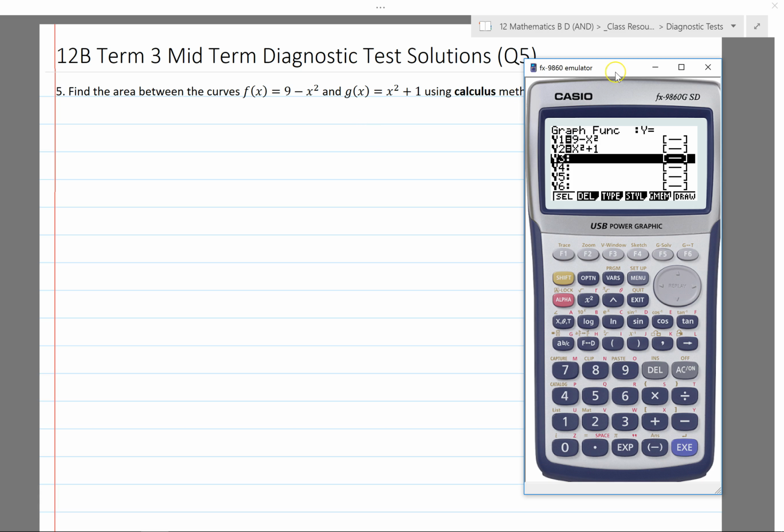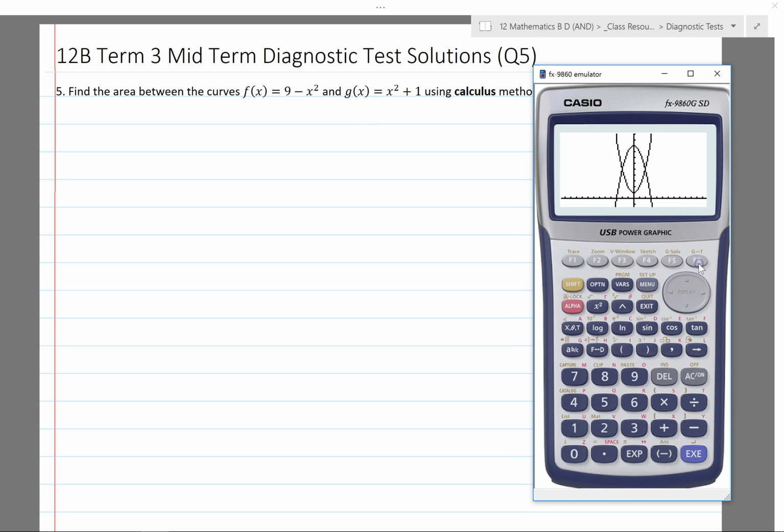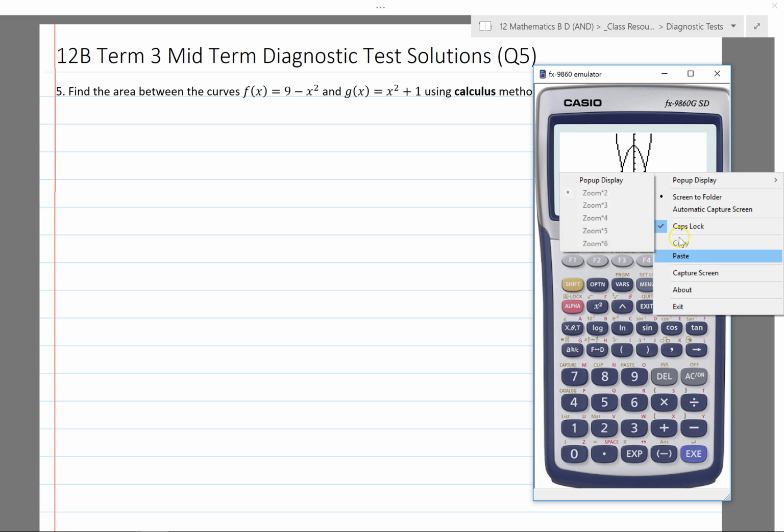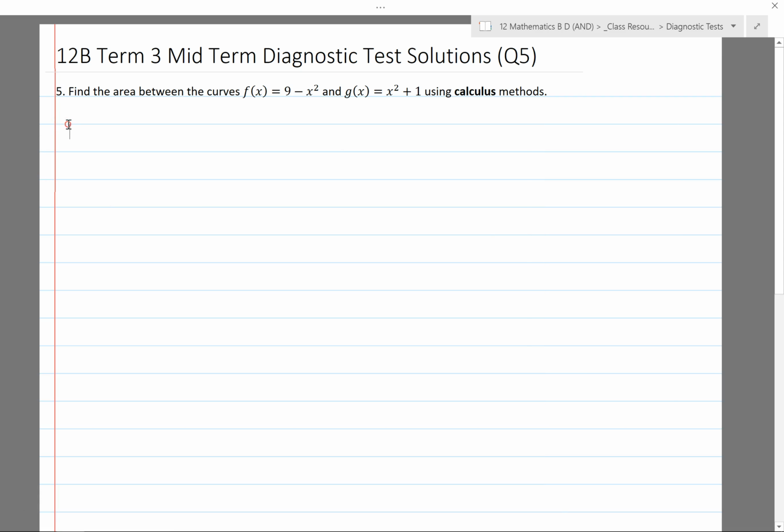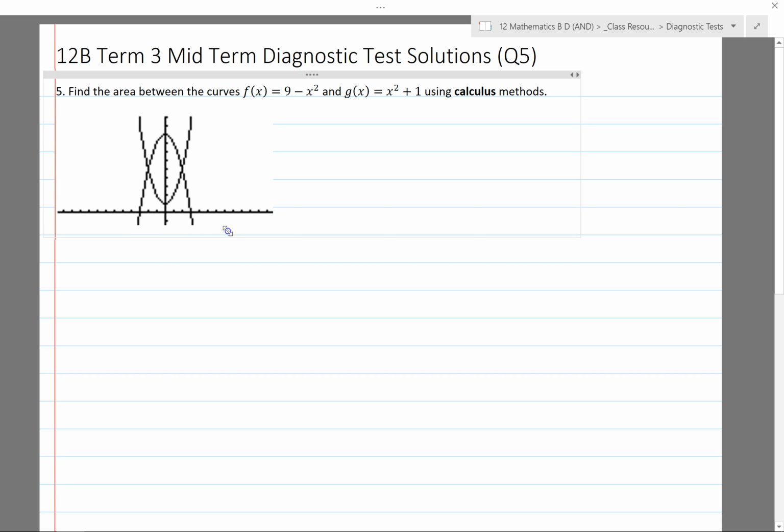So I'll graph both of these functions to visualize what it looks like, and it looks something like this. Okay, so I'll paste this in. Hopefully by this stage we know that the positive one is x squared plus 1 and the negative one is minus x squared. And we want to find the area between those 2 curves. Okay, literally the shaded area.